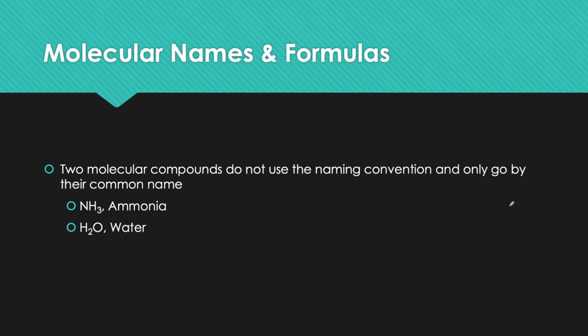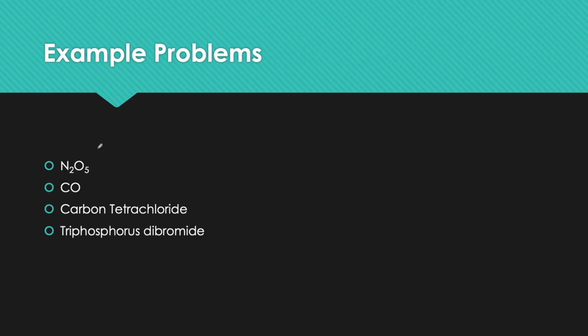Now let's do some example problems so that you guys can get a better handle on how the naming is going to work. So our first example is N2O5. Well, first off, you'd want to look at your list of prefixes. The Greek prefix for 2 is di, so I'd start with di.